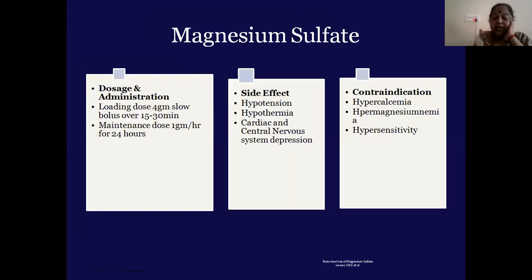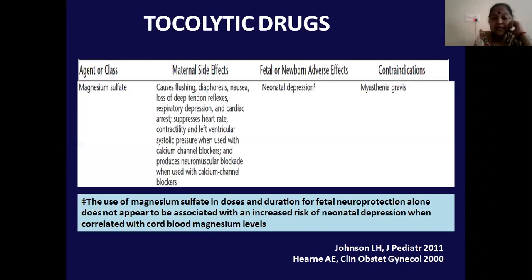The contraindication, which is commonly asked, where magnesium sulfate cannot be used: actually they say hypercalcemia and hypersensitivity, but the real contraindication is myasthenia gravis. If there is a history of myasthenia gravis, you cannot use it.